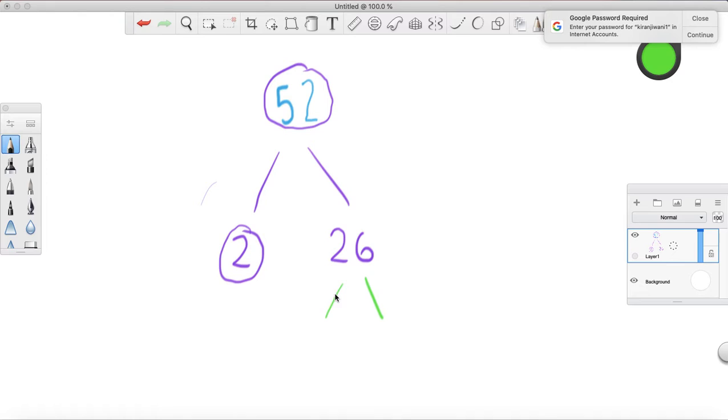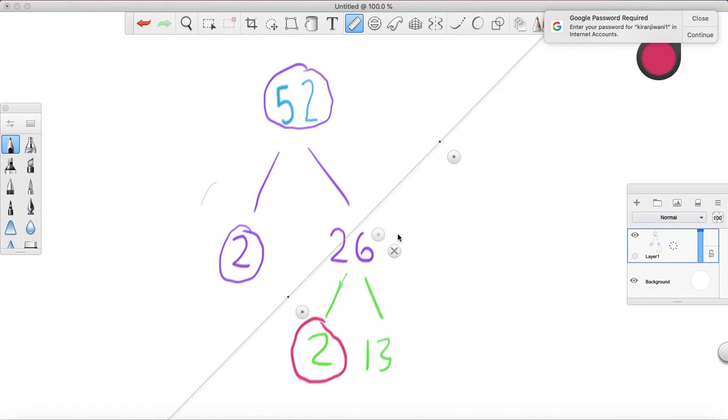And then we can make our next 2 lines on 26 since it's composite. 26's factors are 2 and 13. Now we can look if there's any prime numbers in here. Well, 2 is a prime number like we talked about. And 13 is also a prime number, so I'm going to circle that.